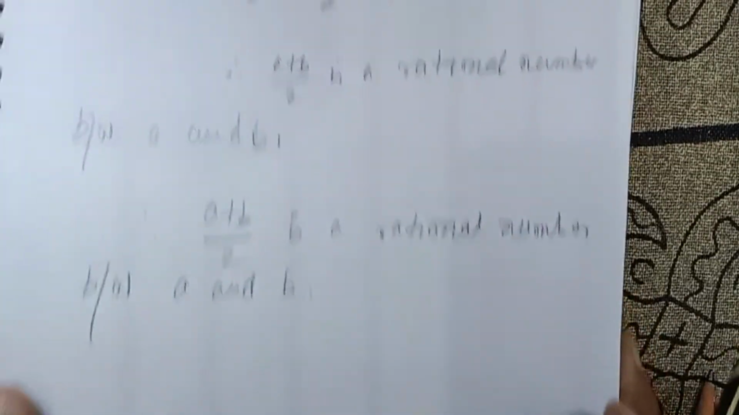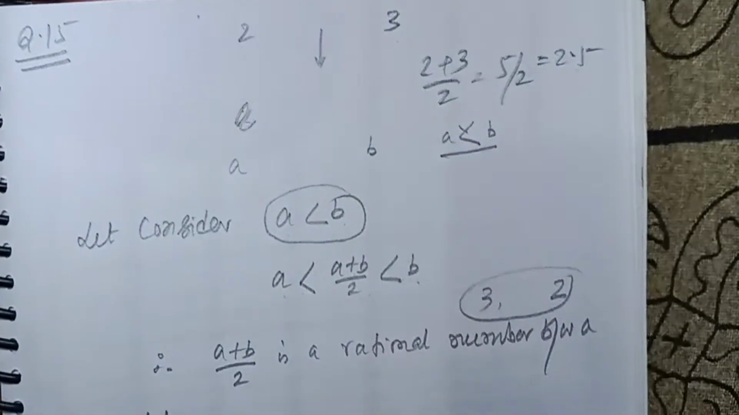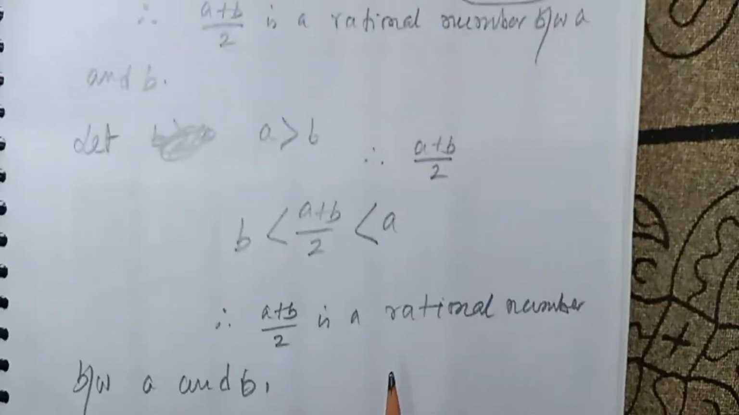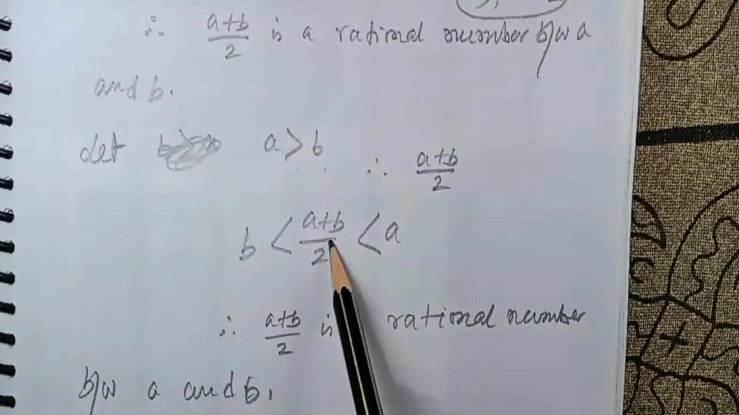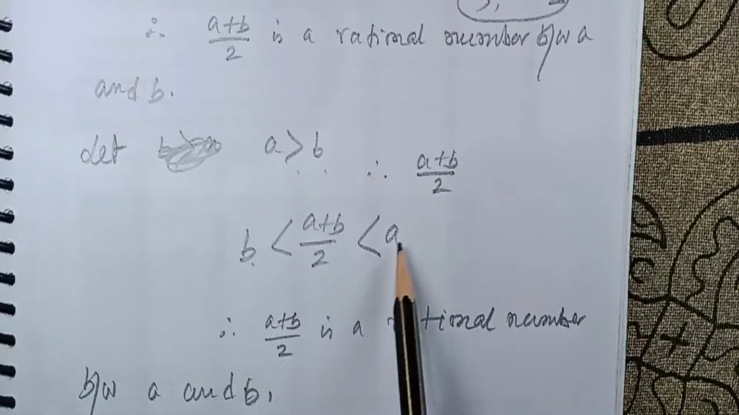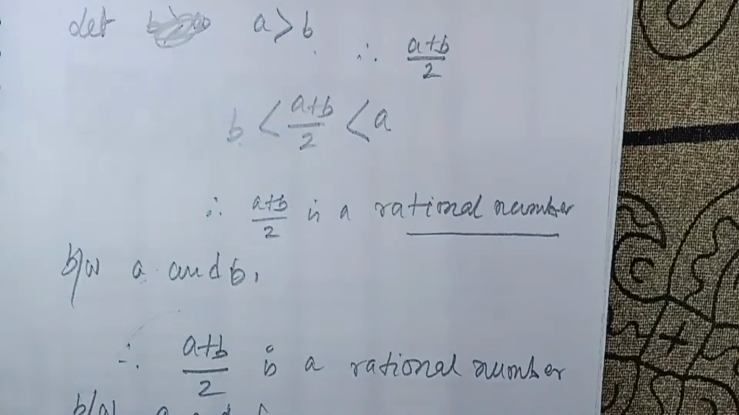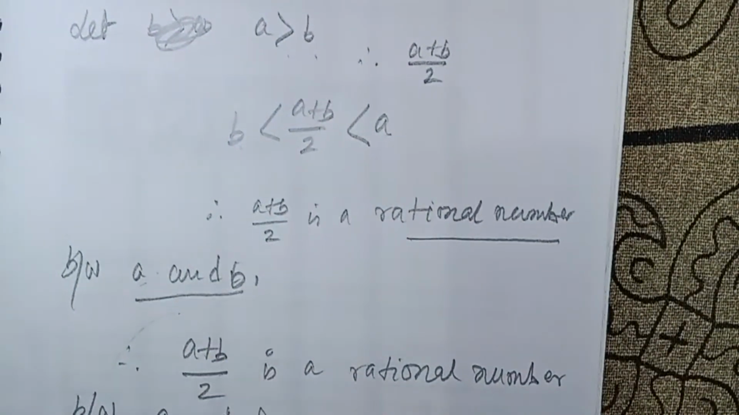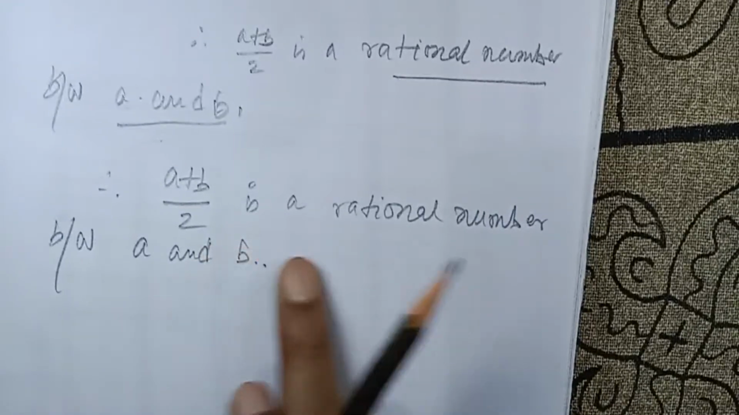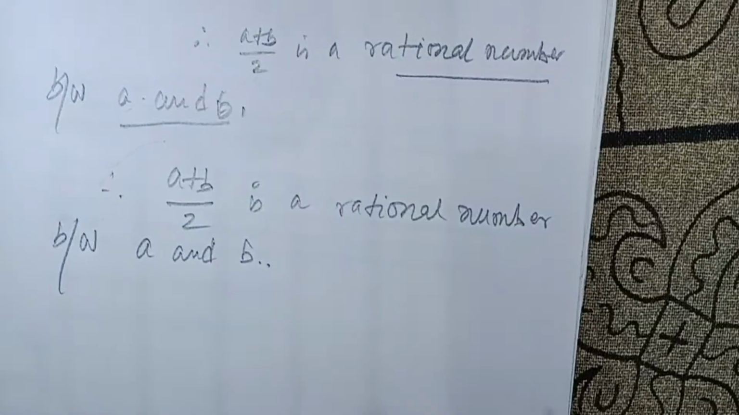Okay, so you have to take two cases. When A is lesser than B, then (A plus B) by 2 is in between A and B. If A is greater than B, then (A plus B) by 2 is in between B and A. Therefore, in both cases, we can prove (A plus B) by 2 is a rational number between A and B.